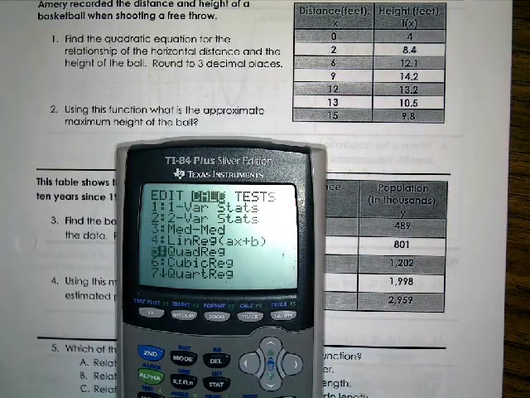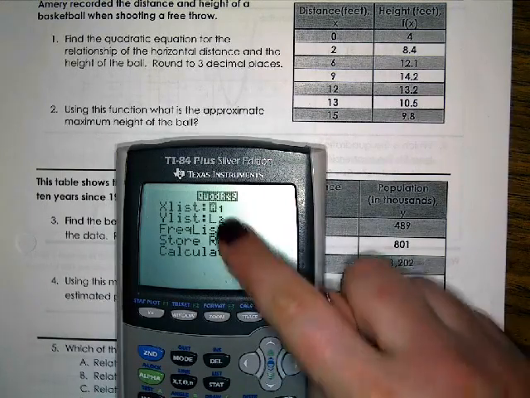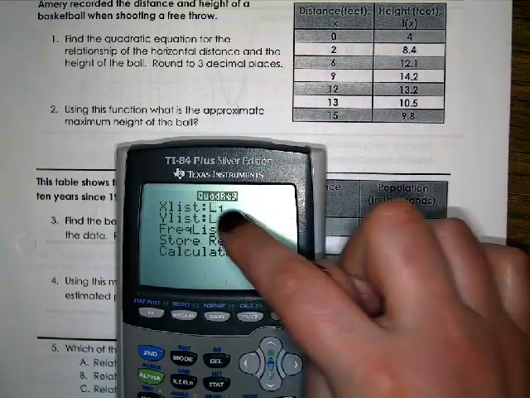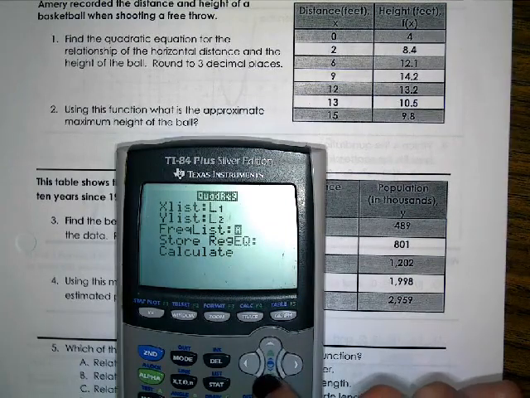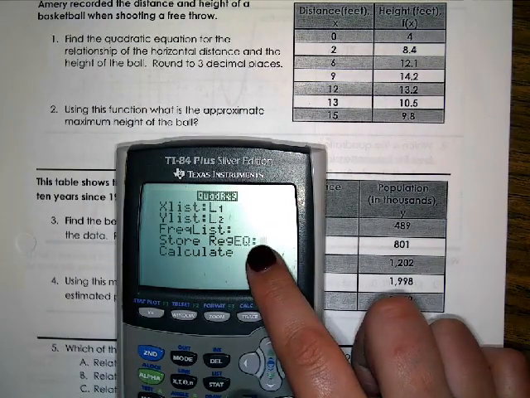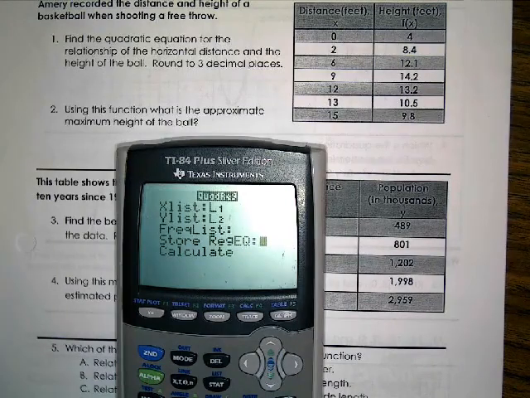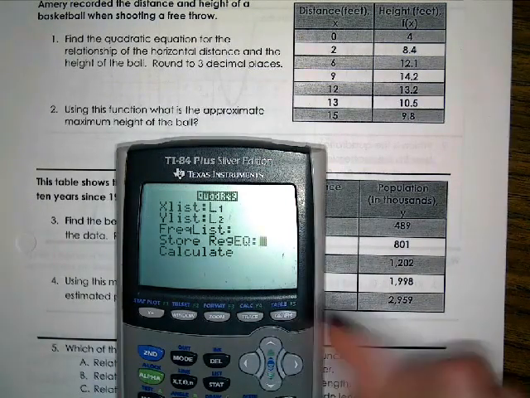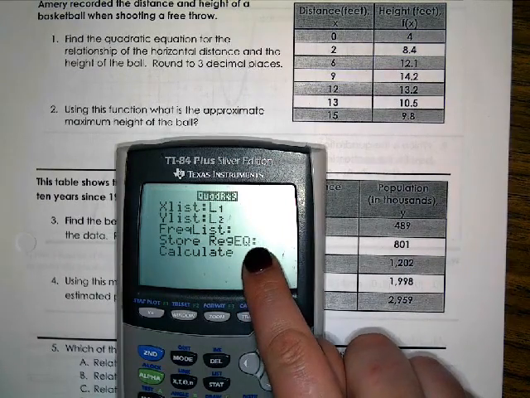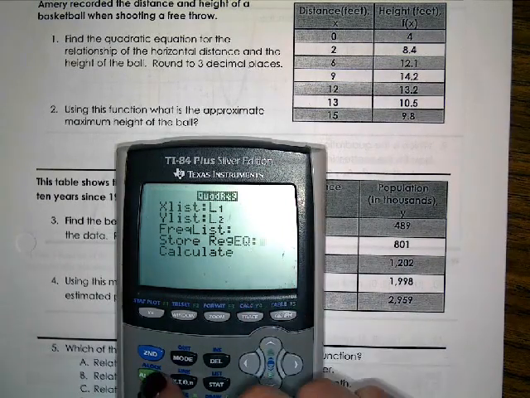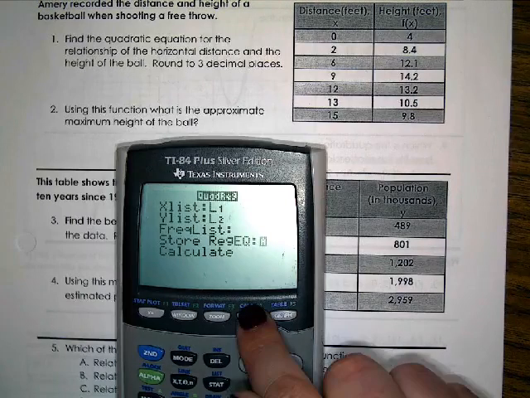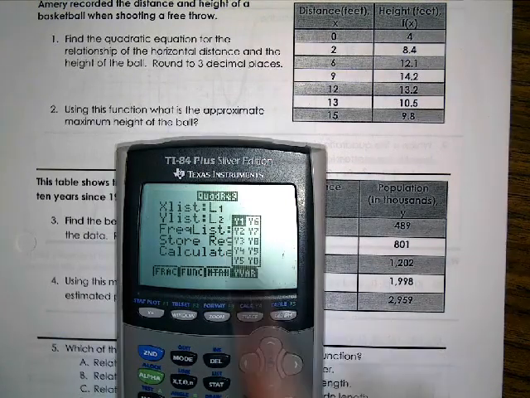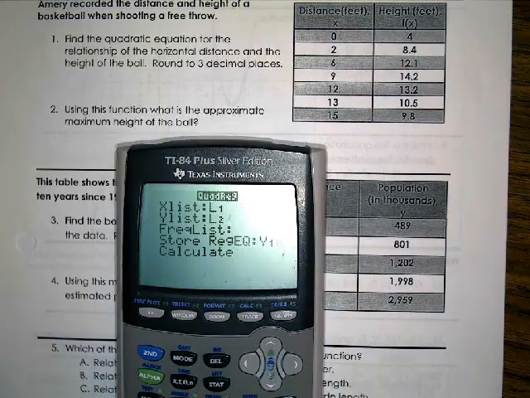When I'm done calculating it, I want the calculator to graph it for me so that I can do something with that equation. How do I get the calculator to graph it for me? I do alpha, the green button trace. I tell the calculator to graph it into y1 for me. Press enter. Okay, so now I can go ahead and write it down. Now this one said to round to 3 decimal places.